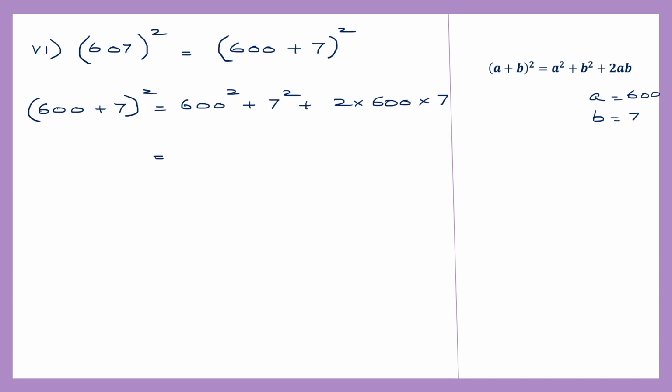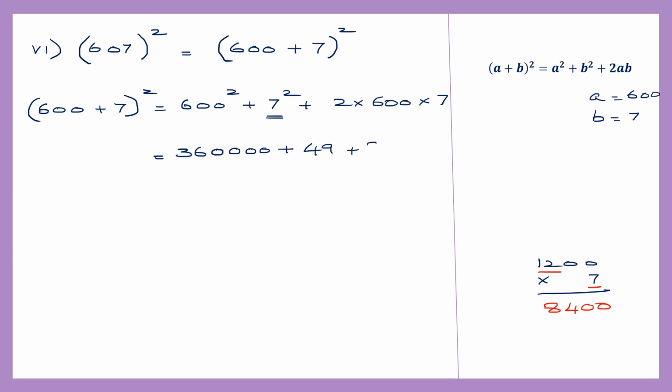So now let's simplify. Now 600 square is easy, isn't it? We just have to find the square of 6. 6 sixes are 36 and we have two zeros. So to find the square, we must add two more zeros. Then we have 7 square. 7 sevens are 49. Plus, now here we have 2 into 600, which is 1200. 1200 into 7, that is 12 into 7. 12 sevens we know are 84 and add the two zeros.